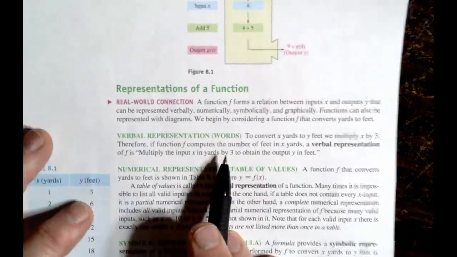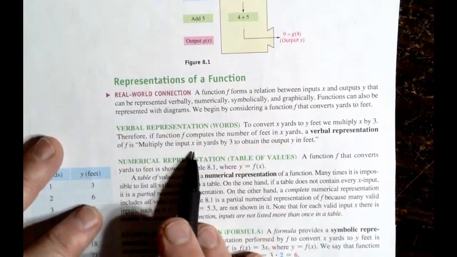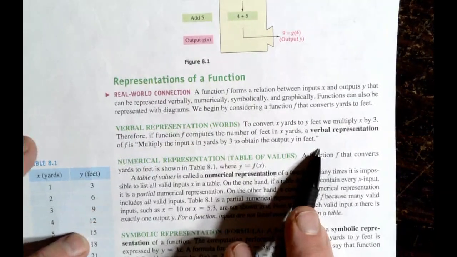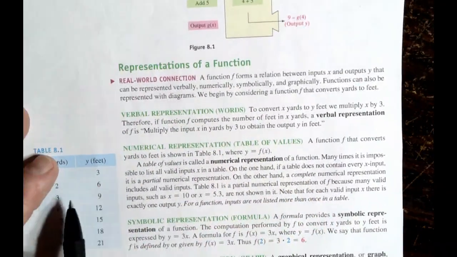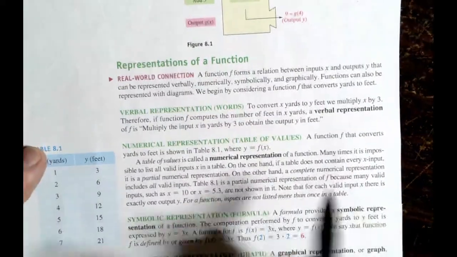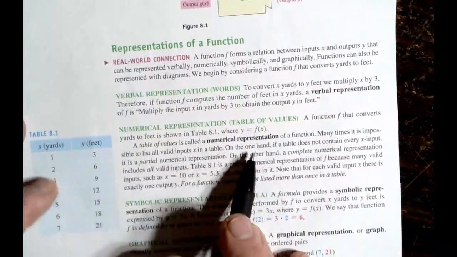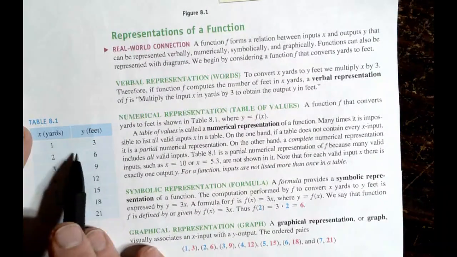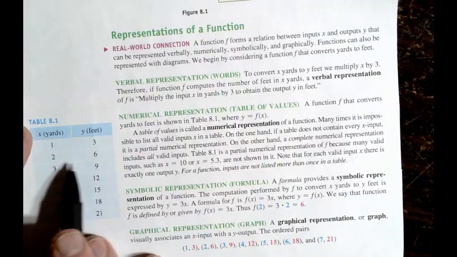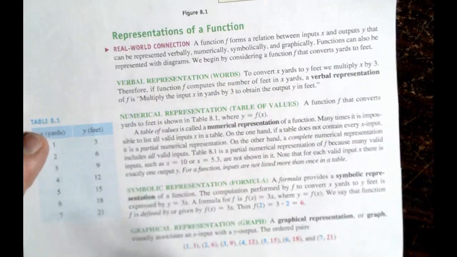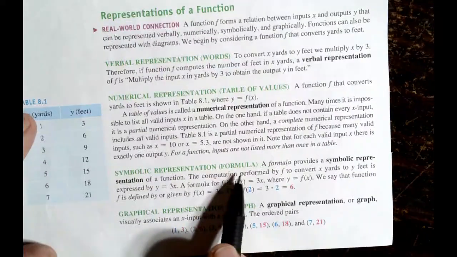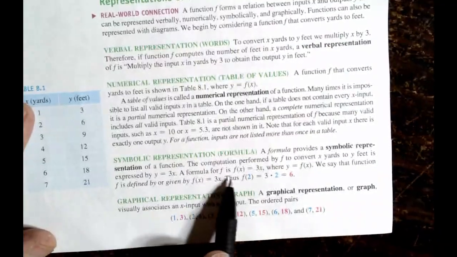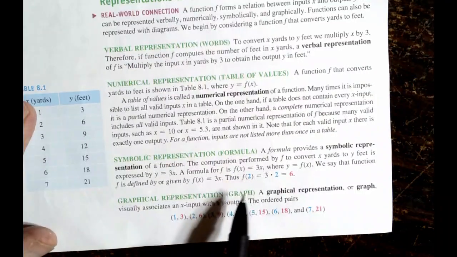You can write it out in words. Multiply the input x in yards by 3 to obtain the output y in feet. For example, if you want to convert yards to feet, 1 yard equals 3 feet, if you don't know that. Okay, so the numeric representation is a table, and this is a table of representation that 1 yard equals 3 feet, 2 yards equals 6 feet, 3 yards equals 9 feet, and so on. Alright, symbolic representation is another word for the formula, y equals 3x. Or you can say f of x equals 3x.